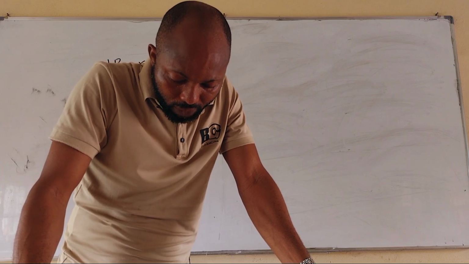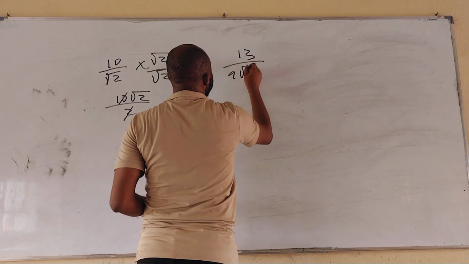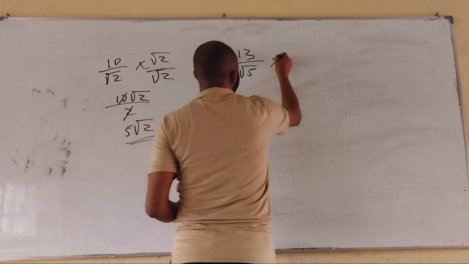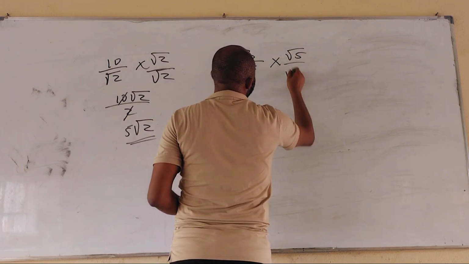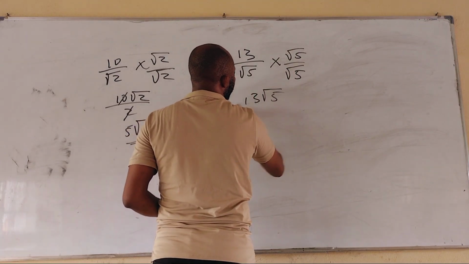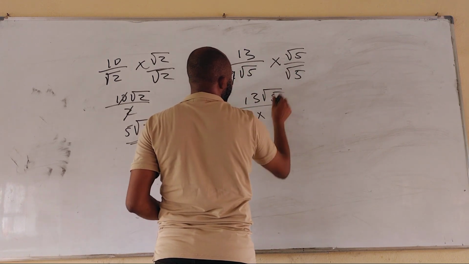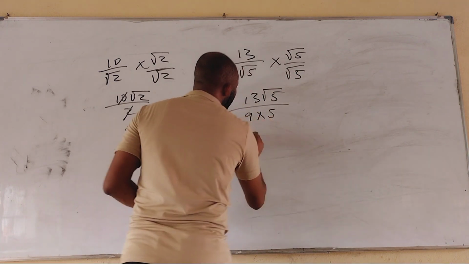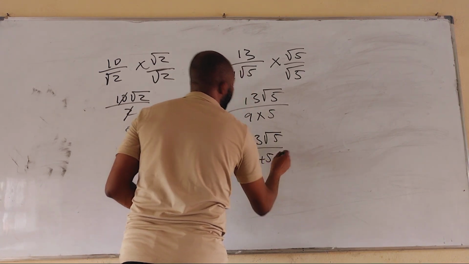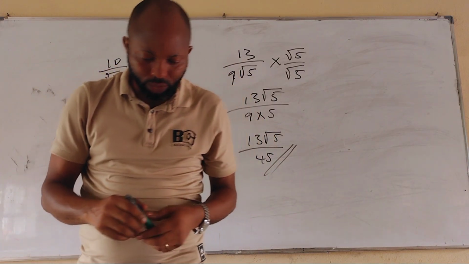13 over 9 root 5. So we rationalize by root 5 over root 5. This is 13 root 5 over 9 times root 5 times root 5, which is 5. So this is 13 root 5 over 45, since 9 times 5 is 45. I think we should take one more.